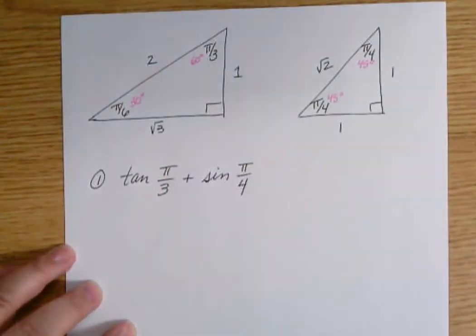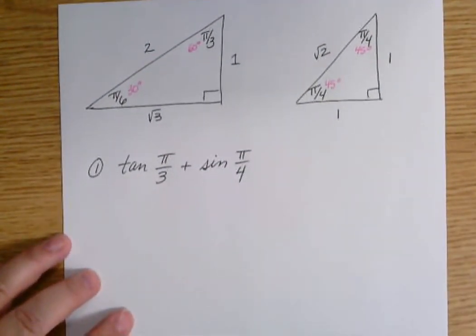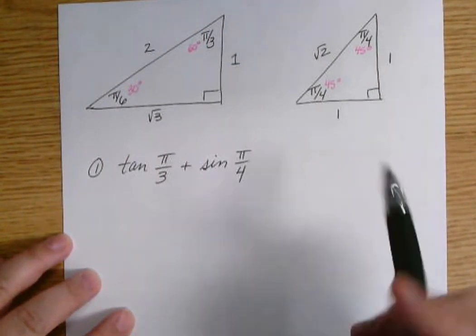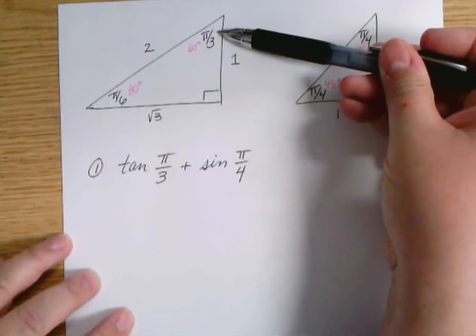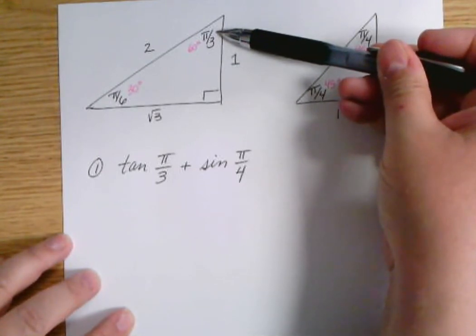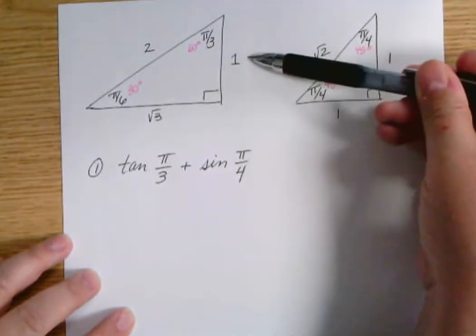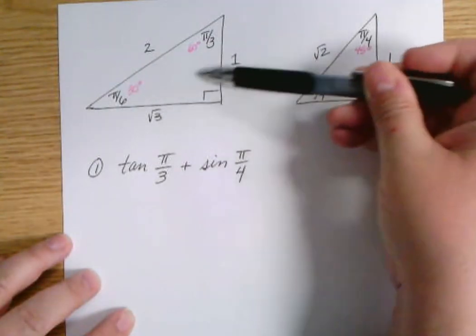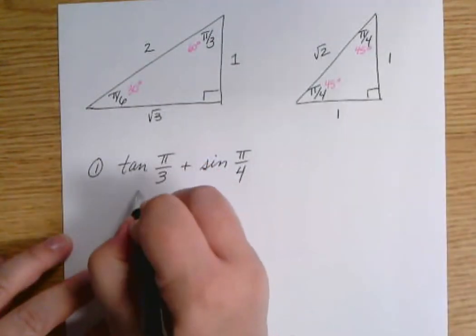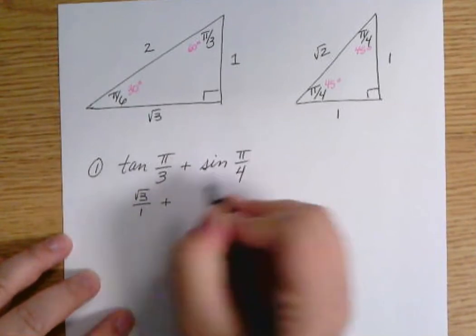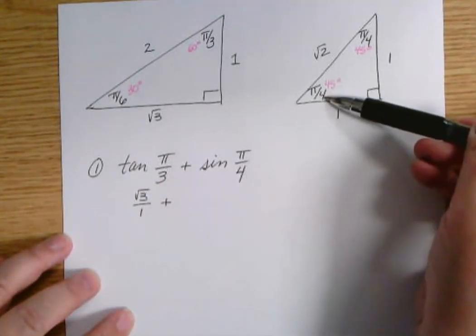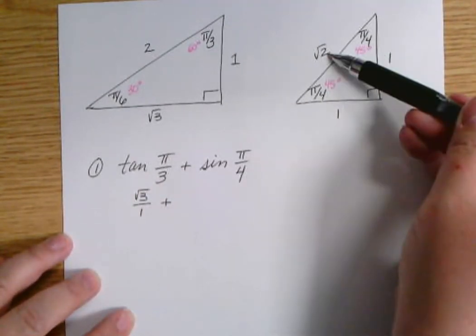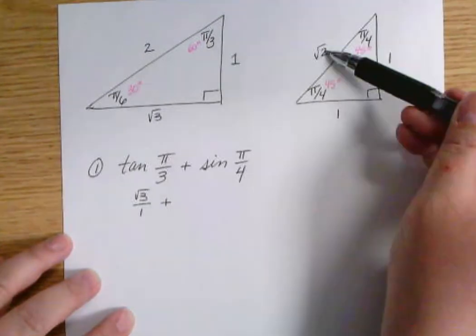What if you're asked to do the tan of pi over 3 plus the sine of pi over 4? Tan of pi over 3. Here's pi over 3. Tan is opposite over adjacent, so opposite over adjacent is square root of 3 over 1. Plus sine of pi over 4. Sine is opposite over hypotenuse, so that's 1 over square root of 2.